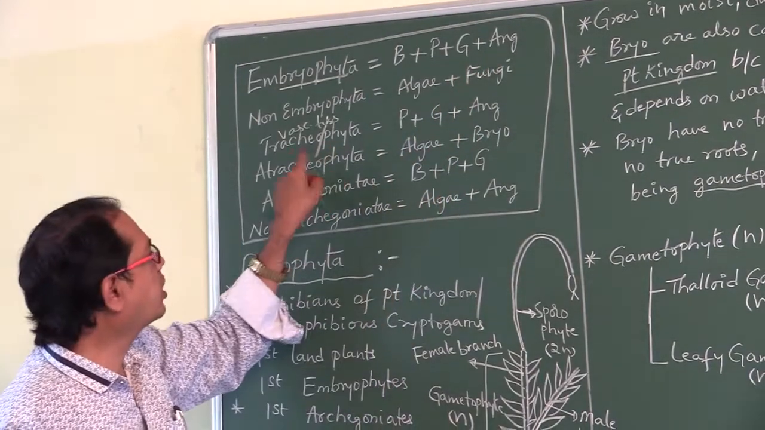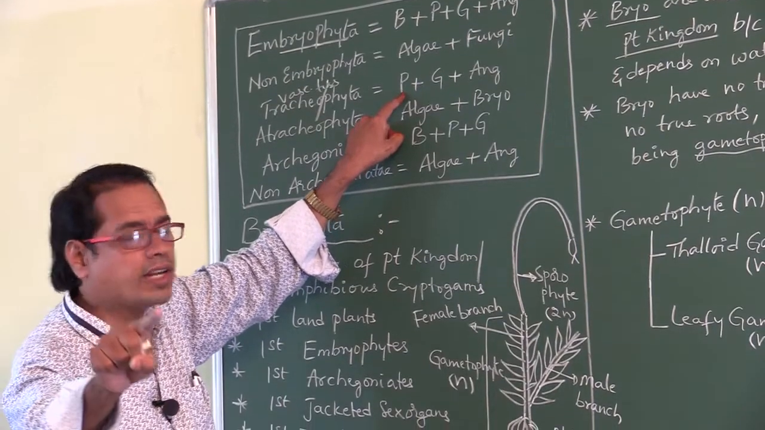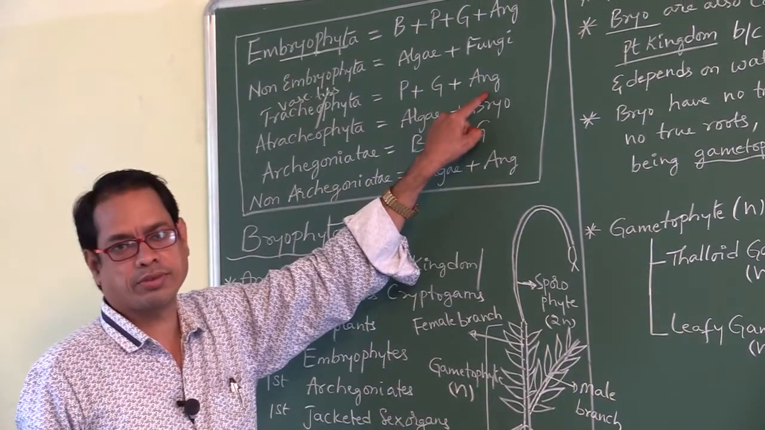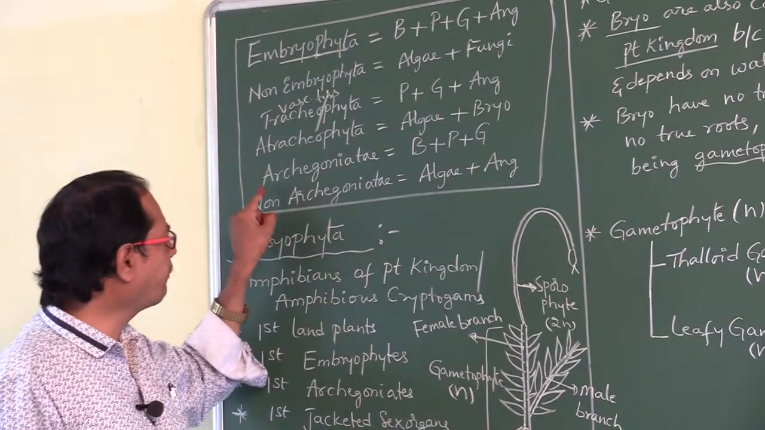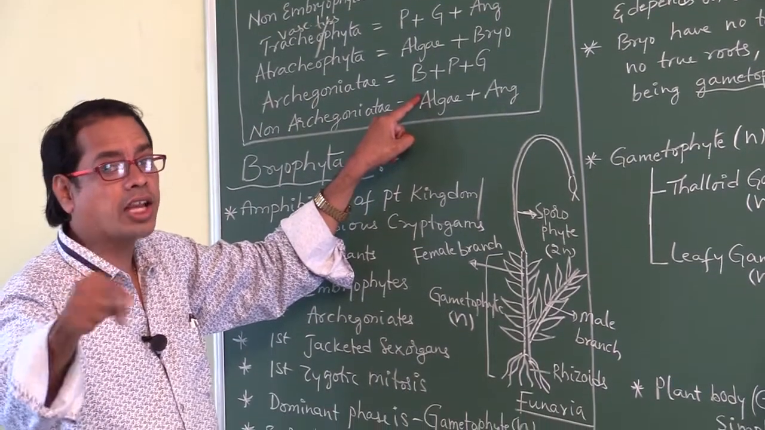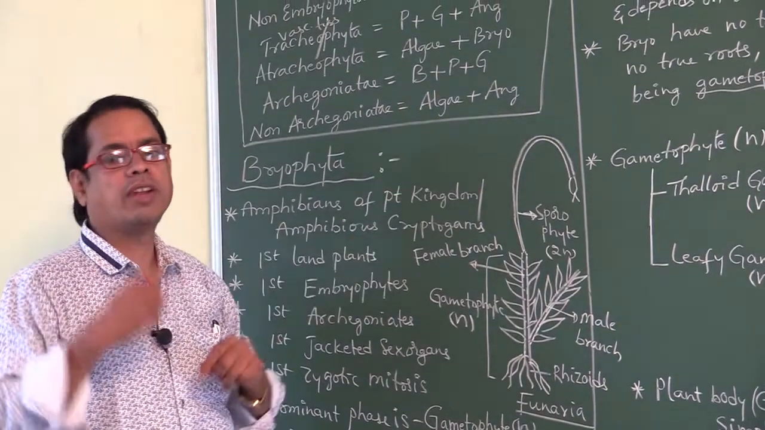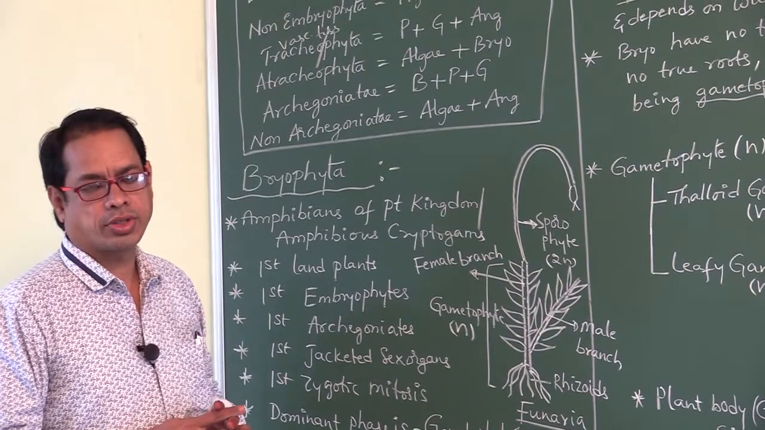Similarly, first tracheophytes are pteridophytes. Last tracheophytes are angiosperms. Next, first archegoniates are bryophytes. Last archegoniates are gymnosperms. How will they ask in exams?